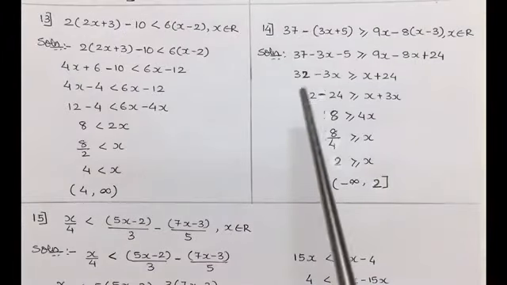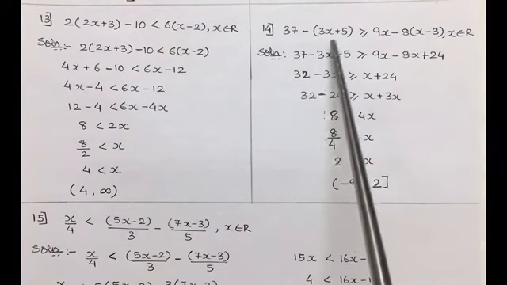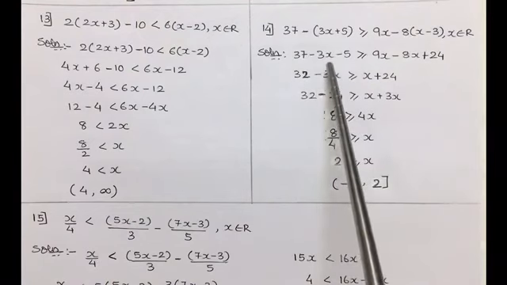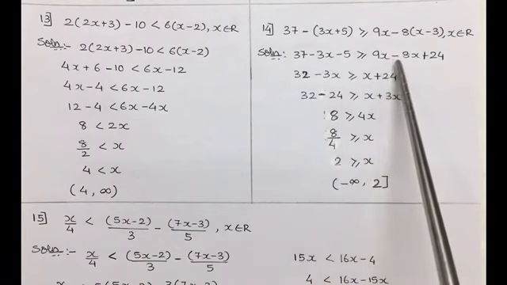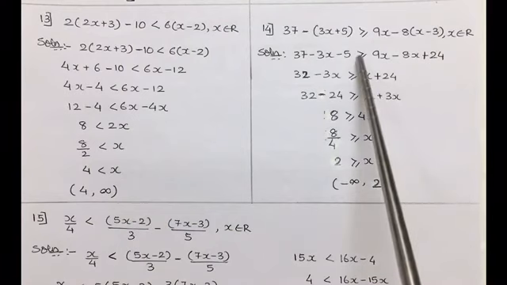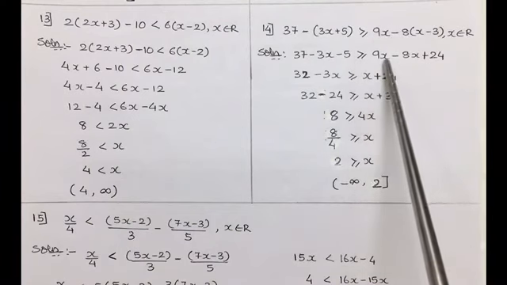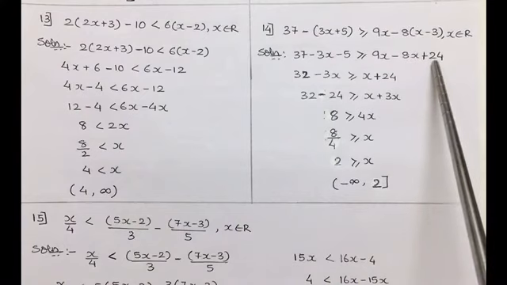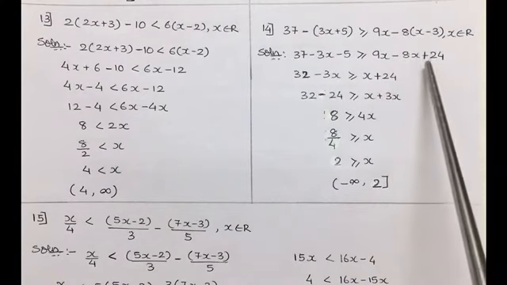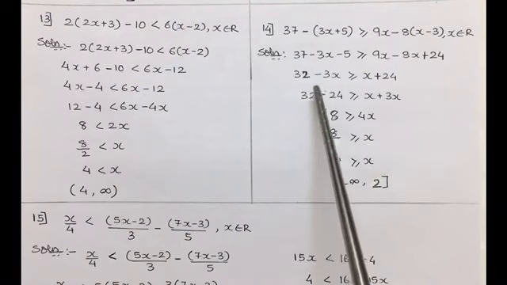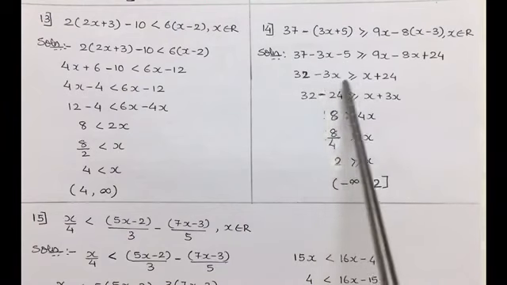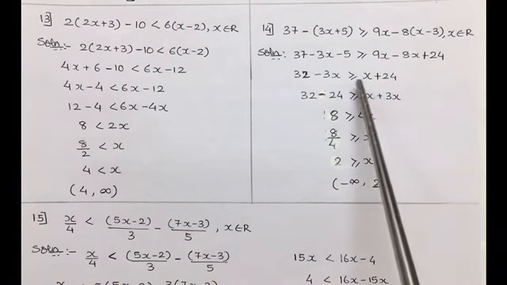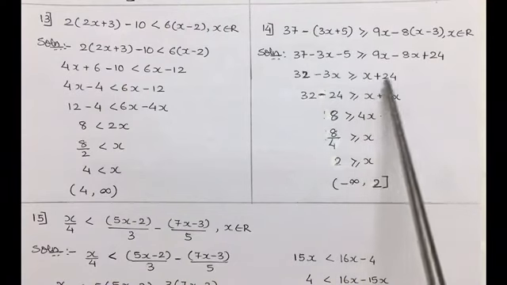14th one, opening the bracket, we get here 37 minus 3x minus 5 and towards the right hand side becomes, so that is greater than or equal to 9x minus 8x plus 24. Minus minus will make it plus. 37 and minus 5 will make it 32 minus 3x greater than or equal to x plus 24.